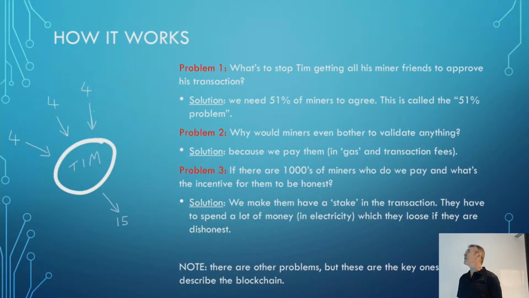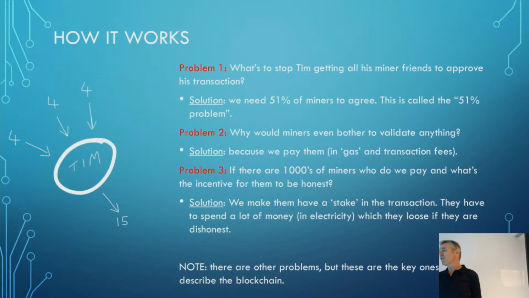So basically we give them a technically difficult problem to solve. It's actually not technically difficult, but it's costly to solve. Something that takes a lot of electricity, a lot of money. And the first one who approves the block or approves the transaction is the one that gets the money, basically. And if they're dishonest, they lose that money.